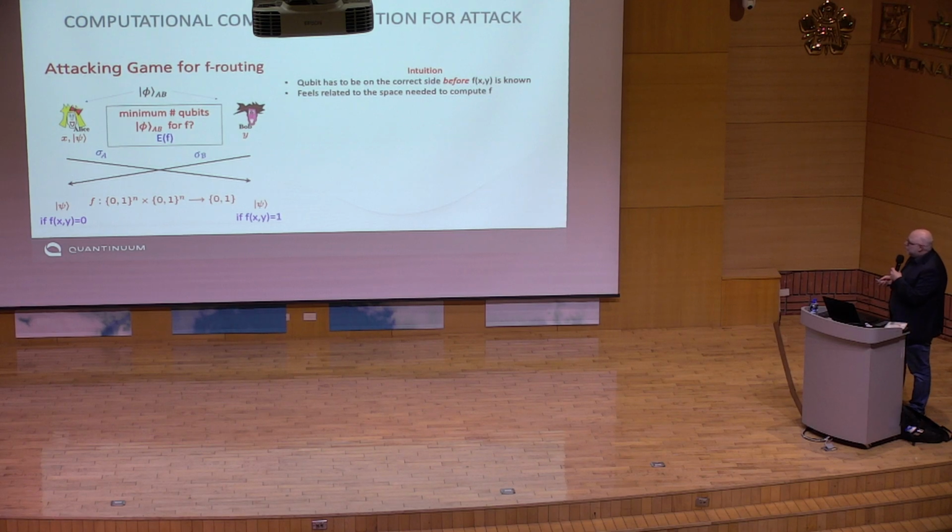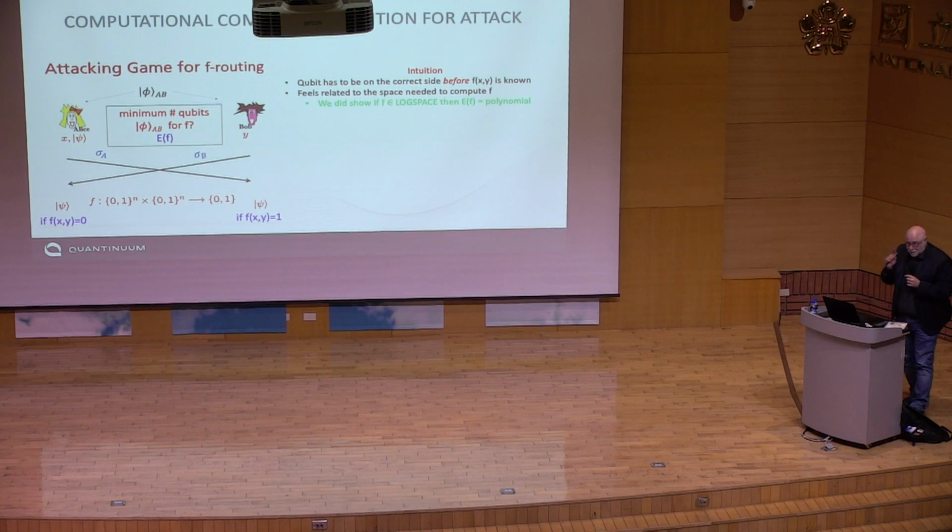And the intuition is that before it is known what f of xy is, Alice has to send this message sigma A to Bob, and Bob has to send sigma B to Alice. And only Bob knows y, he doesn't know x, and Alice doesn't know y, only knows x when she does that. And somehow this qubit psi has to be already on the right side before this function f of xy is known. Otherwise, it can't work. And so it feels that it's related somehow, says my intuition, to the space needed to compute f.